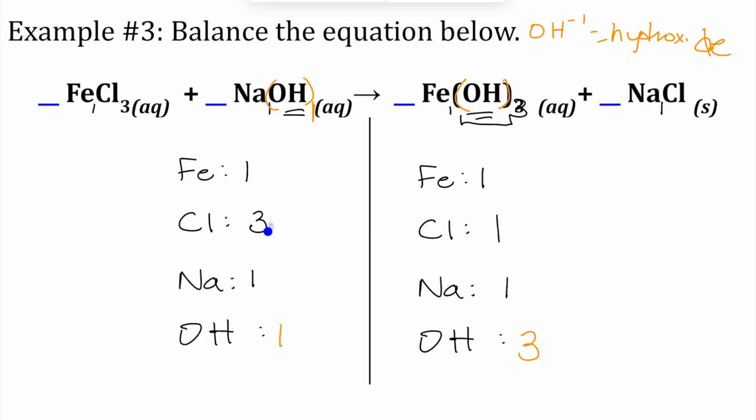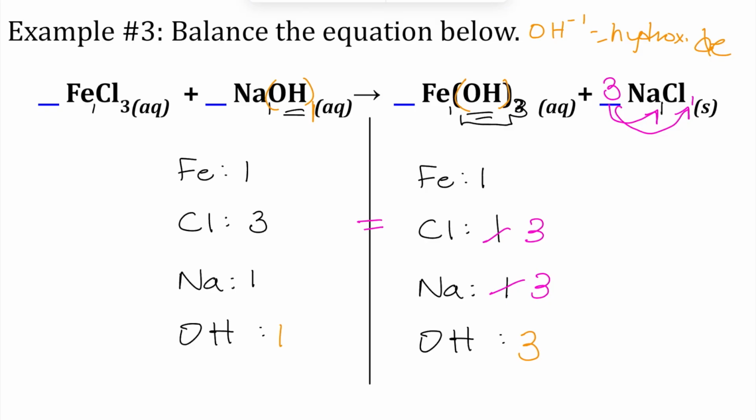Chlorine, I have 3 chlorines on the left, 1 on the right. So I need to get this one up to 3. I can do that by putting a 3 in front of my term with chlorine in it. That means I'm going to have 3 times 1 for my sodium and 3 times 1 for my chlorine. And now that one is balanced.